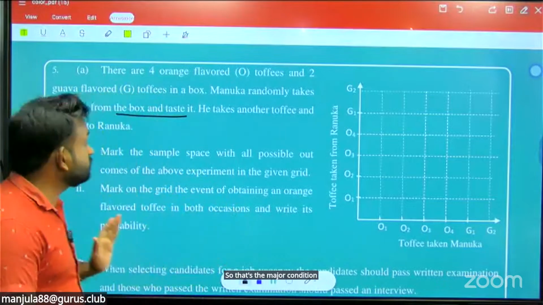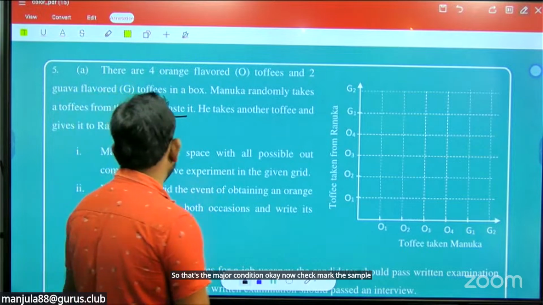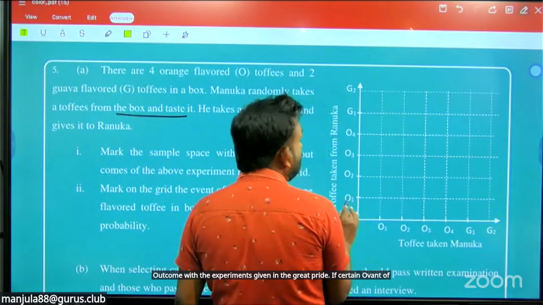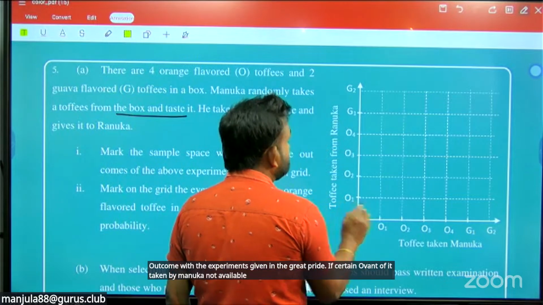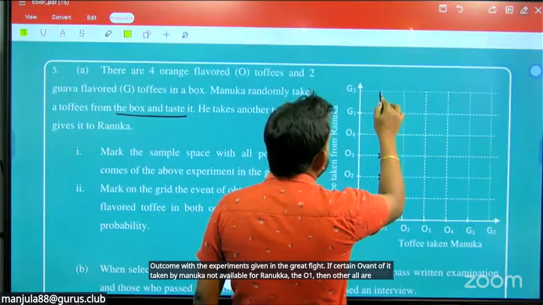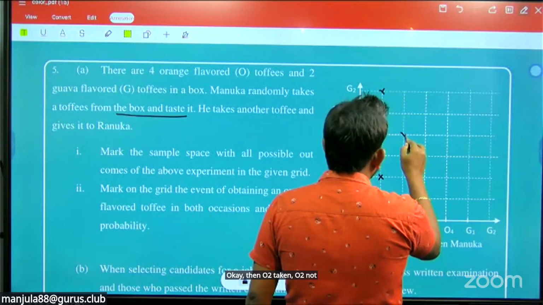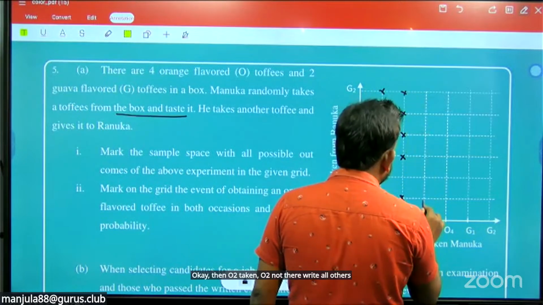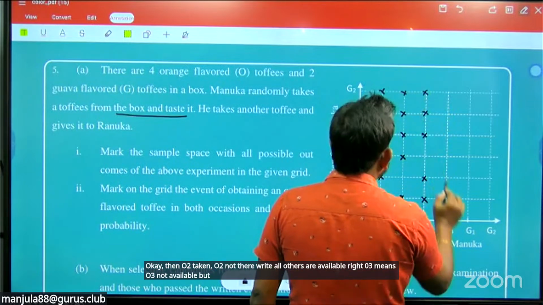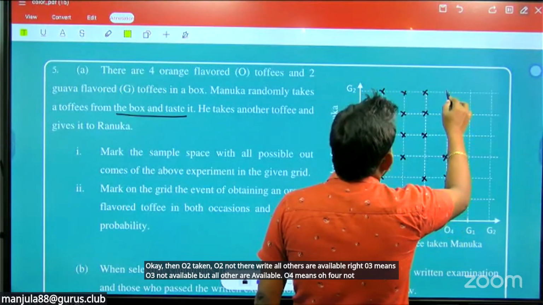Okay. Now check. Mark the sample space with all possible outcomes of the experiment given in the grid, right? If a certain O1 toffee is taken by Manuka, it is not available for Ranuka, the O1, then all others are available, right? Okay, then O2 taken, O2 not there, all others are available, right? O3 means O3 not available, but all others are available. O4 means O4 not available, others are available.